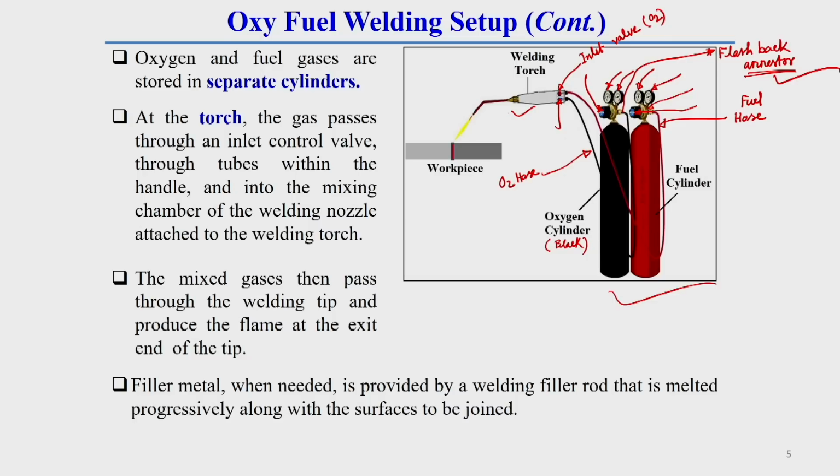By opening this inlet valve, we can control the gas flow rate inside this welding torch. I will discuss this welding torch in a subsequent slide. In this welding torch, the portion from this inlet valve to here is called the handle. Through this handle, the gases come separately through two different pipes to this portion.